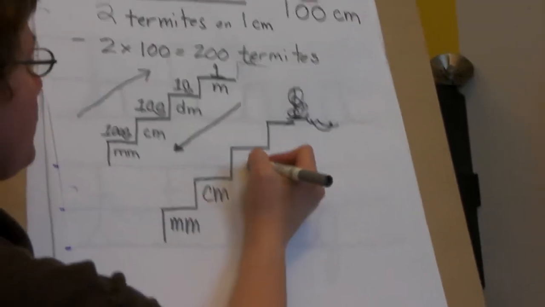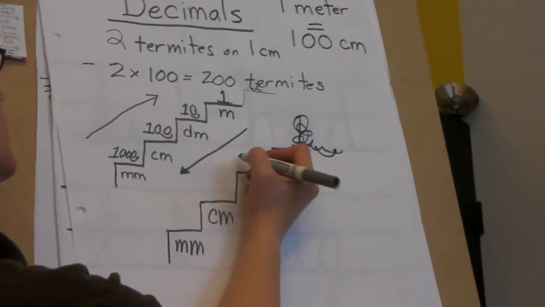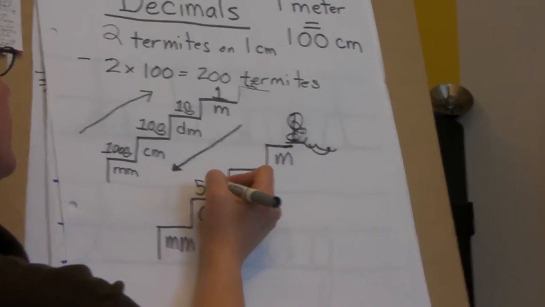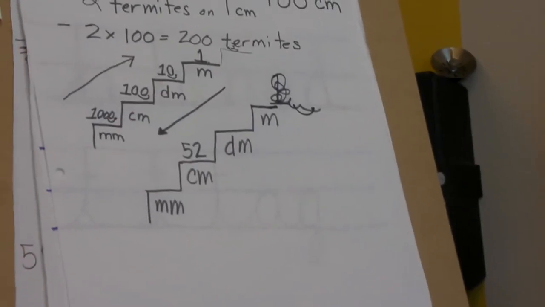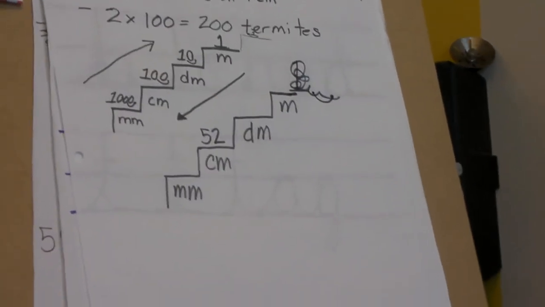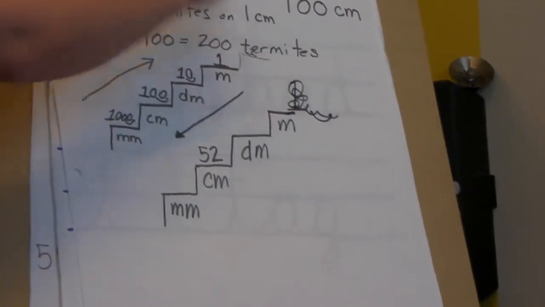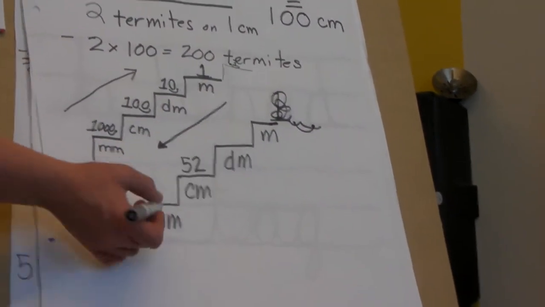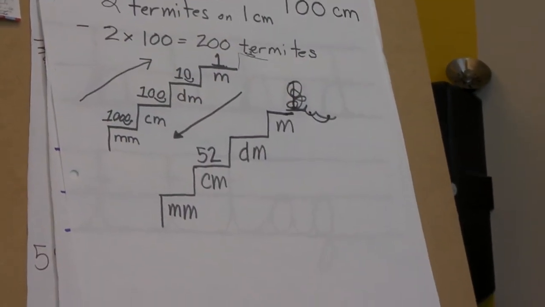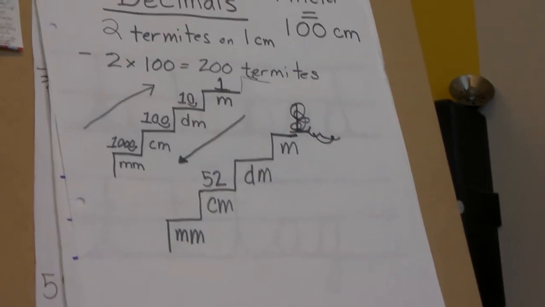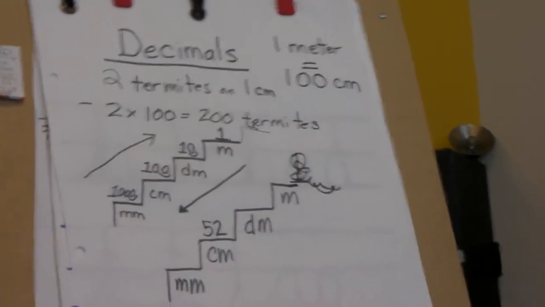You have 52 centimeters. What I would like you to do is on your own, I don't want you to work with a partner for this, because I want you to try it yourself and see if you can figure it out. You can use this drawing that I drew up here for you. You have 52 centimeters. I want to know how many millimeters, how many decimeters, and how many meters you have. I'm going to give you about 3 minutes to work on that. You can get a piece of scrap paper or even your math journal and a blank page and try it out.